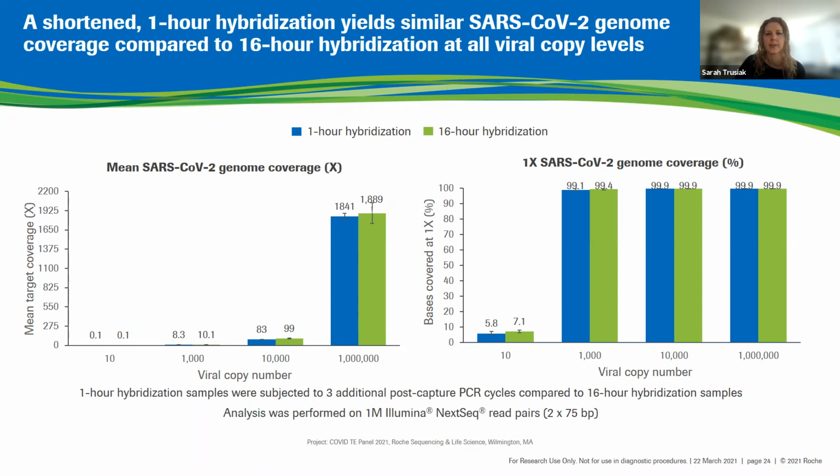When we look at consistency of that coverage, so our 1x SARS-CoV-2 genome coverage, we find that you're still getting over 99% of the bases covered at 1x for 1,000 to 1 million copies, and from 7% to 5.8% at 10 copies. So we do find the 1-hour hybridization to be a nice balance between workflow speed and coverage, even for low viral copy samples.